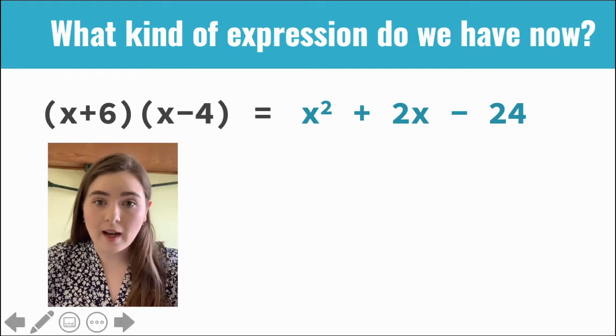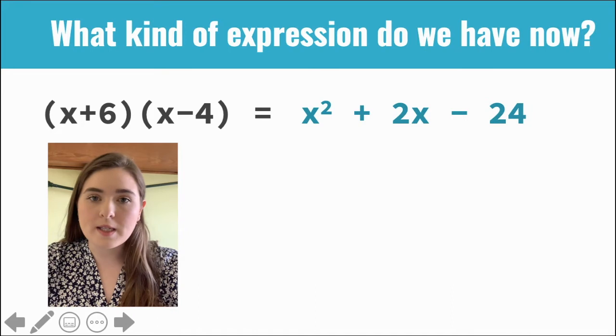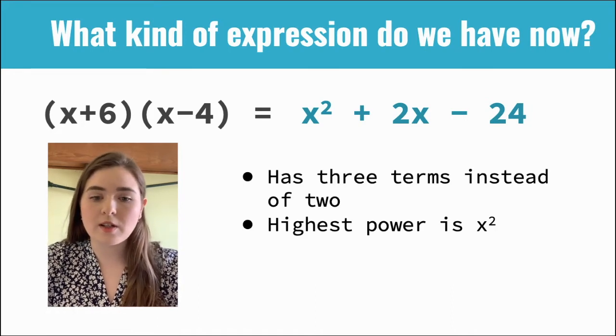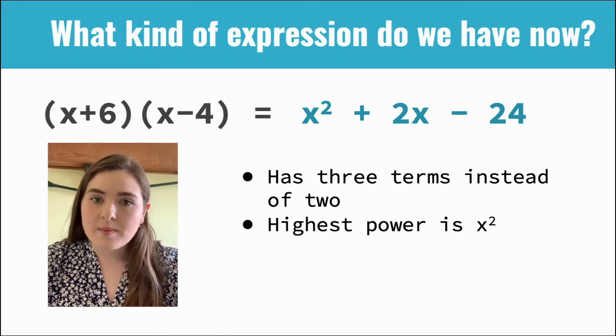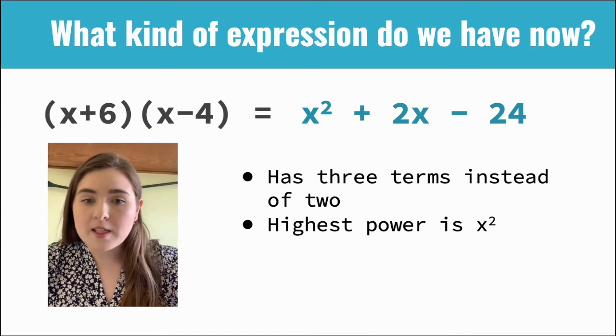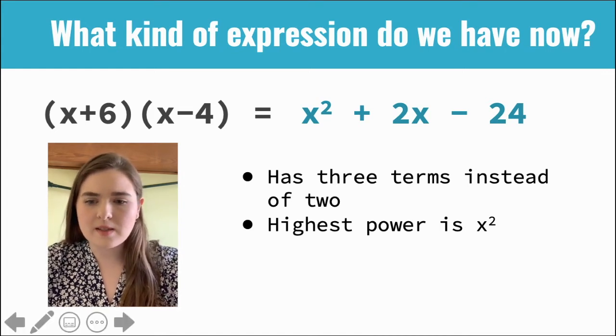The very first thing that I notice is our answer has 3 terms instead of 2. That tells me that our answer is not a binomial expression. I also notice that my highest power is x squared. For each of our binomials, the highest power was x to the first. Let's talk about what that difference means.